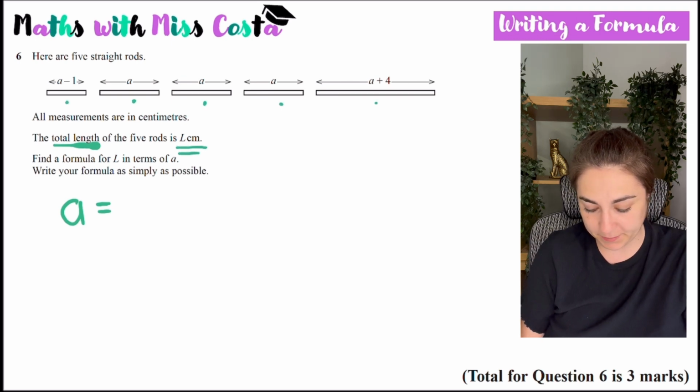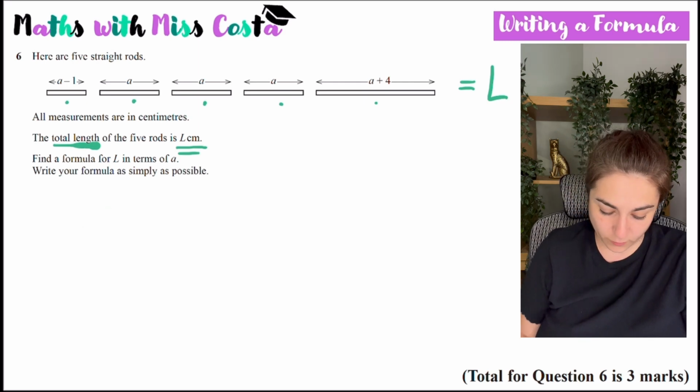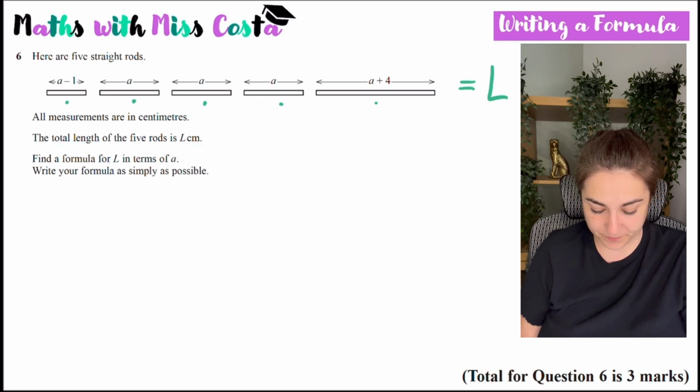So this plus this plus this plus this plus this must equal L. And I need to find a formula for L in terms of A.